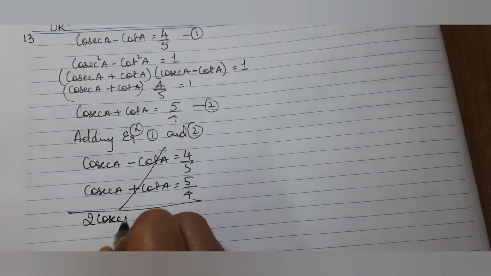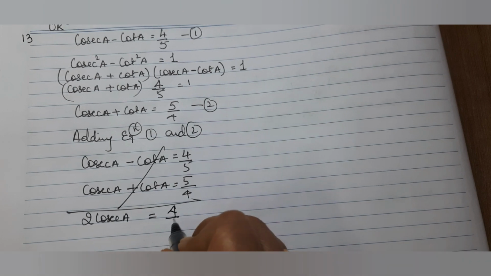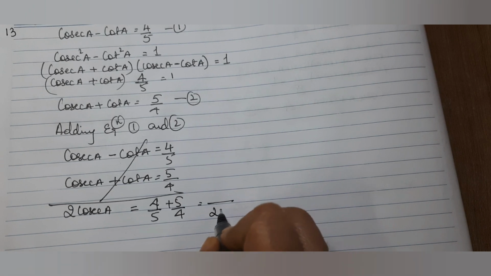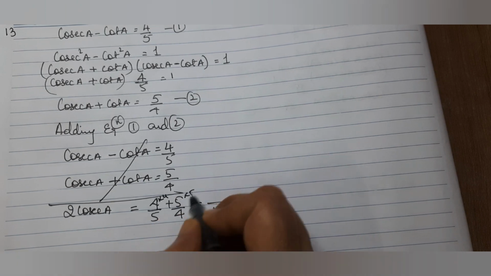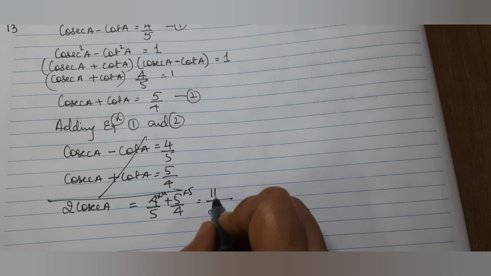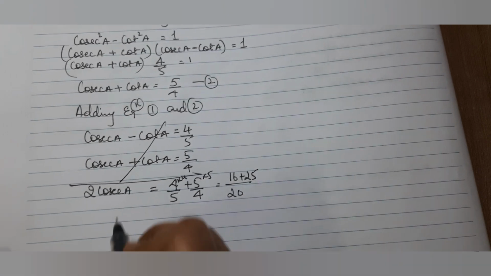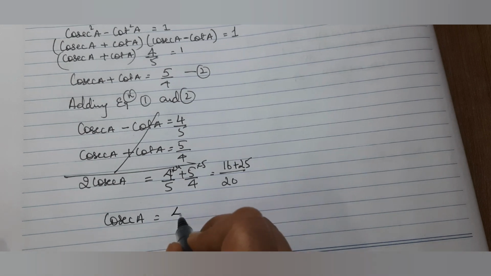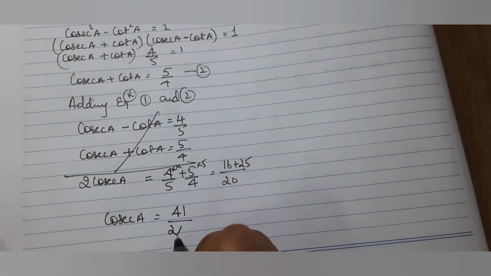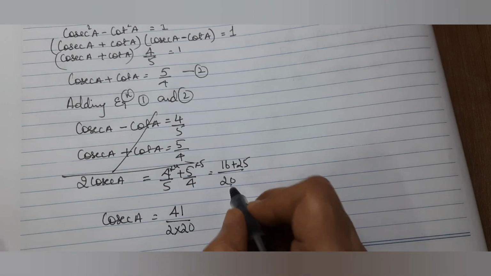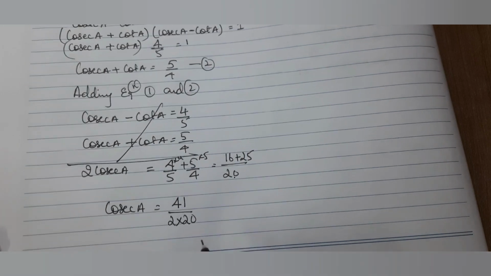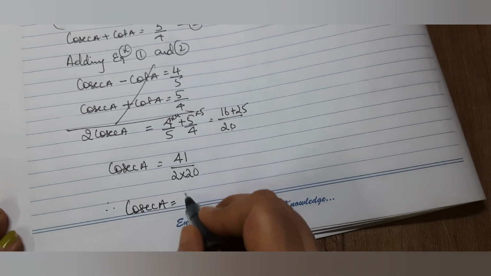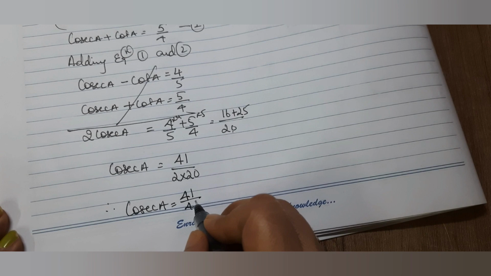We get 2 cosec A is equal to 4 by 5 plus 5 by 4, wherein the LCM is 20, 4 into 4 is 16 plus 5 into 5 is 25, that is 41. So we get cosec A equal to 41 divided by 2 into 20. This is 41 by 20. This 2 bring it down. So finally, therefore cosec A is equal to 41 divided by 40.